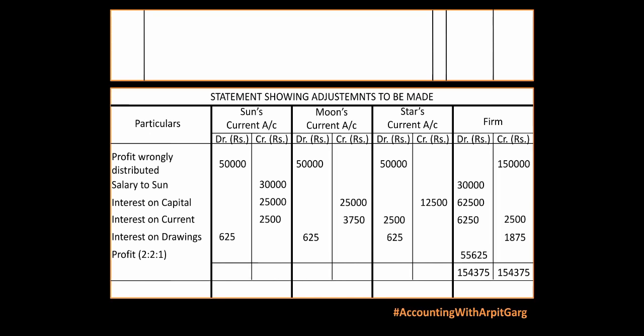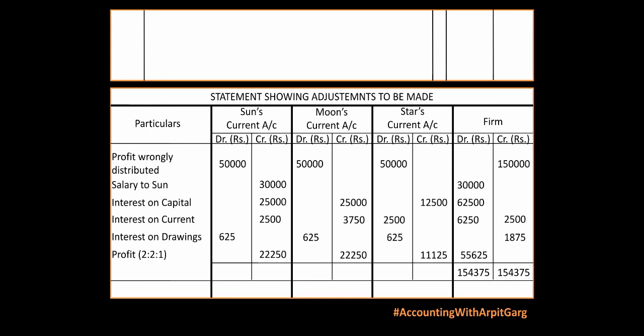It means this is an expense for the firm. The firm will give this amount, and when the firm gives, partners will get, so partners' accounts will be credited. So distribute this 55,625 in ratio 2:2:1 and credit this amount in partners' current account. We will pass all the entries in current account because we are following the fixed capital method. This we came to know as we are given two balances in our question, fixed capital and current account balance also.